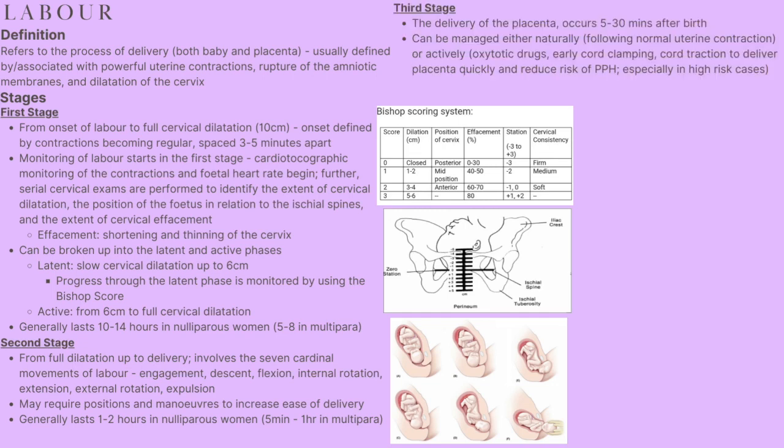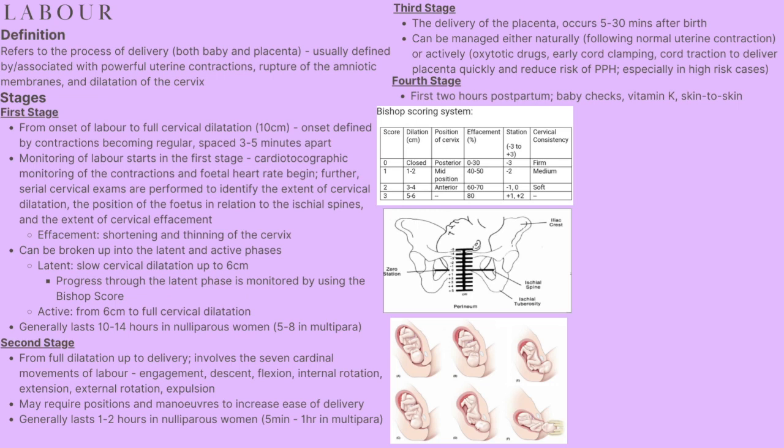The third stage of labor is the delivery of the placenta, and this occurs 5 to 30 minutes after birth. This stage can be managed either naturally following the normal uterine contractions or actively using oxytocic drugs, early cord clamping, and cord traction in order to deliver the placenta quickly. The aim in active management is to reduce the risk of postpartum hemorrhage and is especially a consideration in high-risk cases like multiple pregnancies, polyhydramnios, placenta previa, and induced labor.